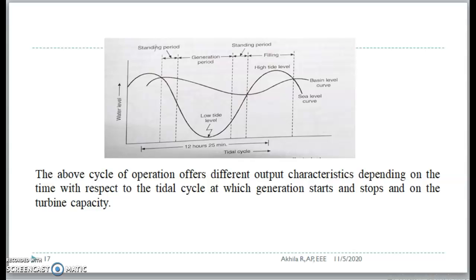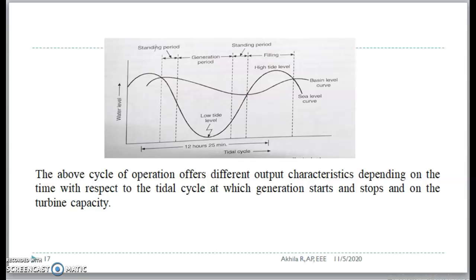If you observe the graph, you can see that you have the standing period as well as the generation period, and in this graph the basin level is shown. For the generation period you have the low tide level as well as the high tide level, and the standing period is a little bit longer in the case of a single basin single effect plant. This disadvantage is compensated in the next type of plant.